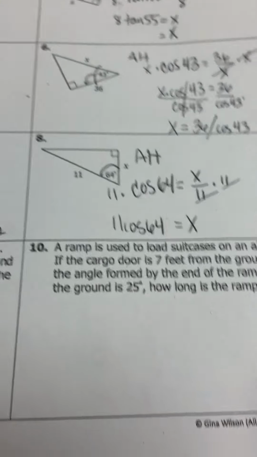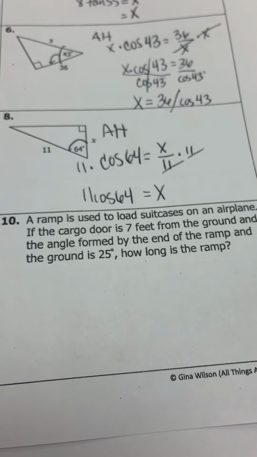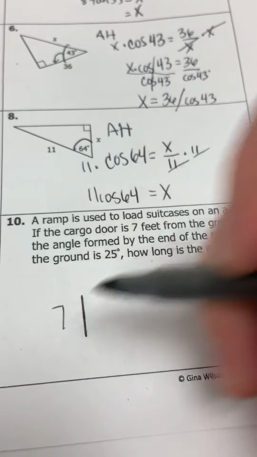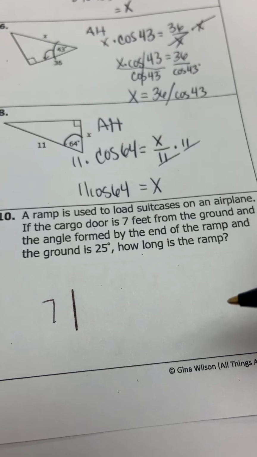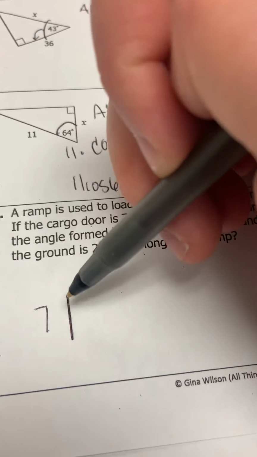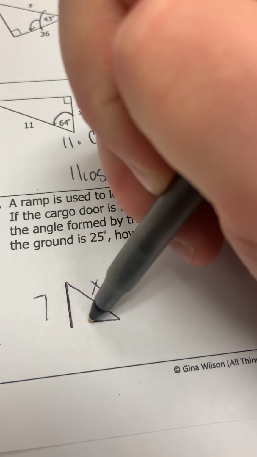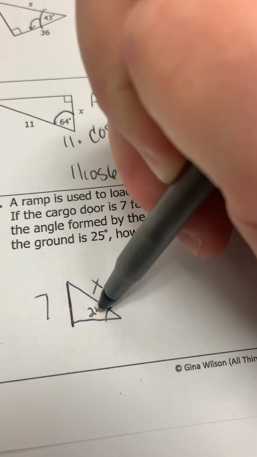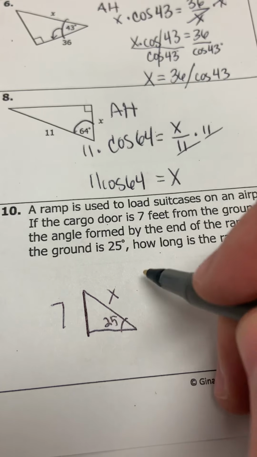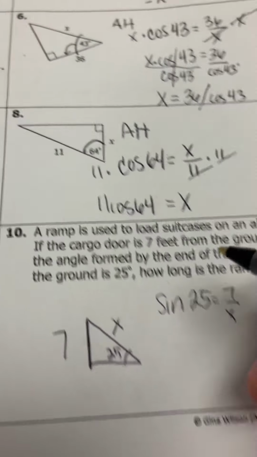Okay. A ramp is used to load suitcases on an airplane. If the cargo door is 7 feet from the ground, okay, so 7 feet from the ground, and the angle formed by the end of the ramp and the ground is 25 degrees, how long is the ramp? Okay, so I know that I have opposite and hypotenuse, so that's sine. So sine of 25 equals 7 over x.